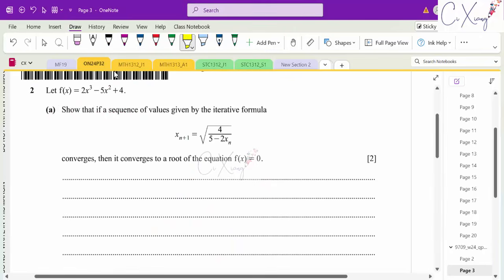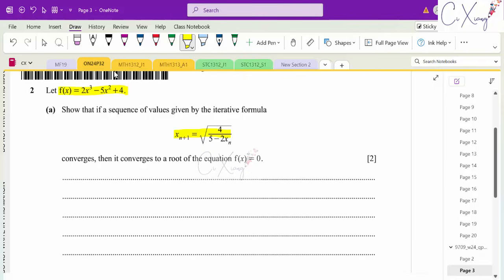So question number 2, we are given a function. They want us to show that if a sequence of values given by the iterative formula like this can converge, then it converges to the root of the equation f(x) equals 0. So we have to just try to rearrange this iterative formula to get f(x) equals 0. So we just need to rearrange them, right? So I'm having x equals square root of 4 over 5 minus 2x. So first step, we try to square both sides to get rid of the square root.